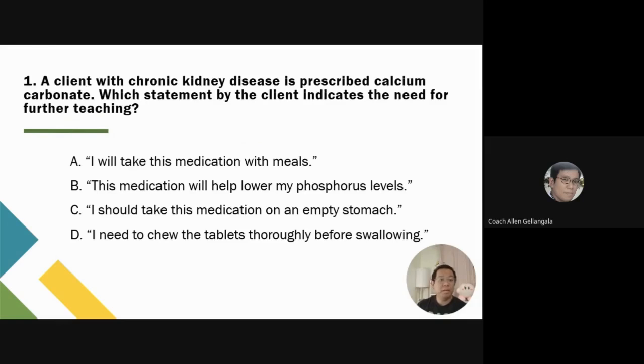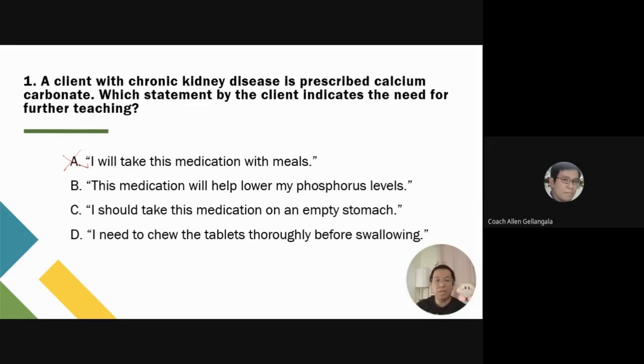Okay, let's begin. I will take this medication with meals. Yes or no? Okay, so it should be taken with meals. Is it a good answer? Yes, it is an indication of an understanding. So if you answer A, it's good.